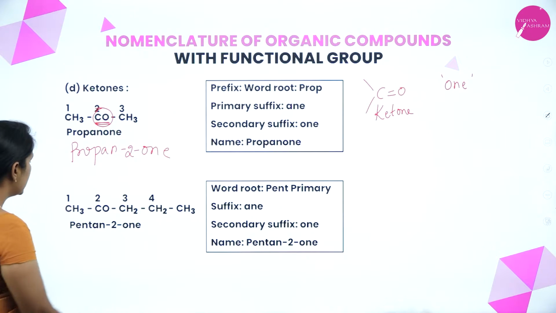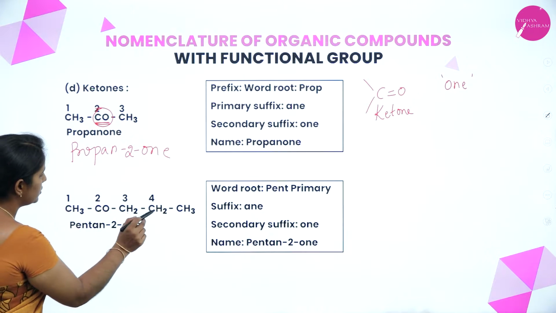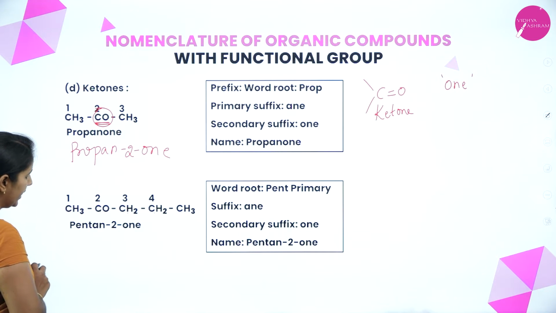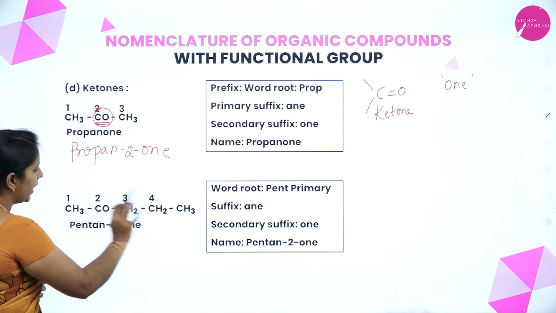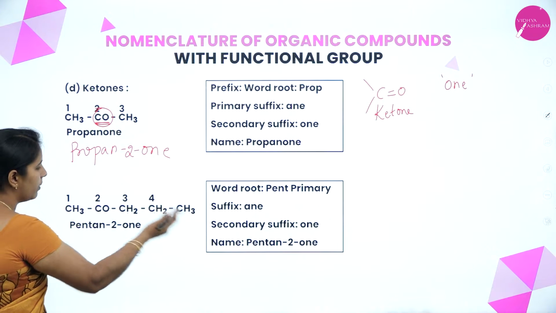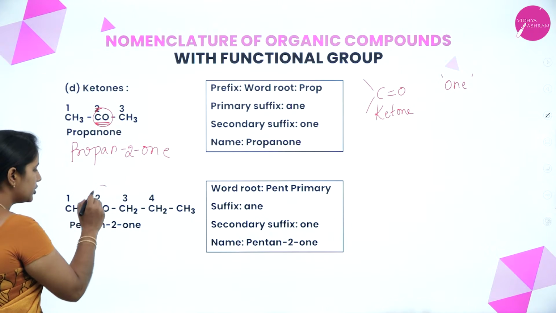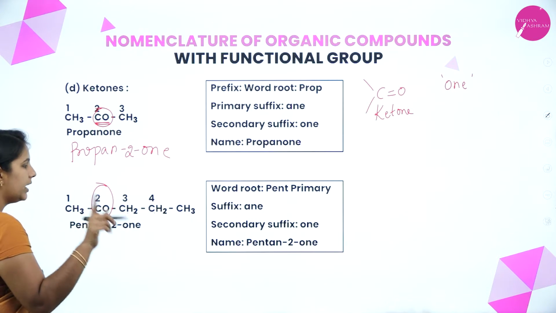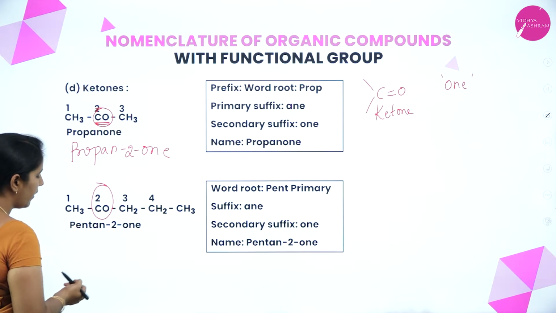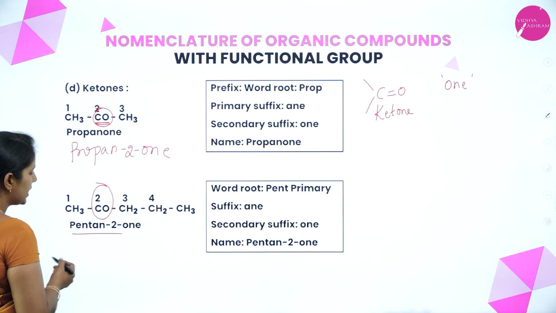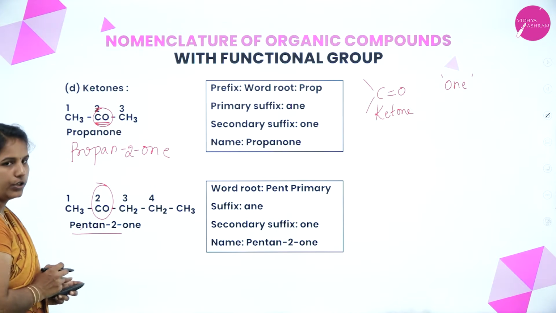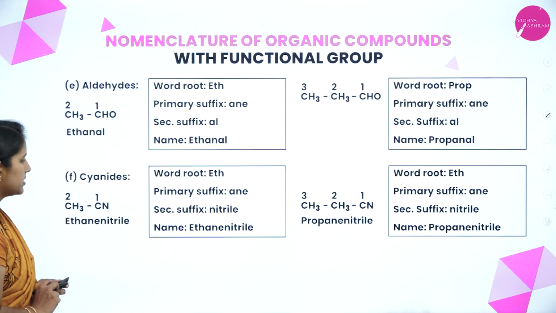Okay. Next, CH3COCH2CH2CH3. You can see that I have to go from left to right only. Why should I not go from right to left? Because the functional group-containing carbon should get the least number. And you can see that there are 5 carbon atoms. Hence it is named as pentan-2-one, because there are 5 carbon atoms.